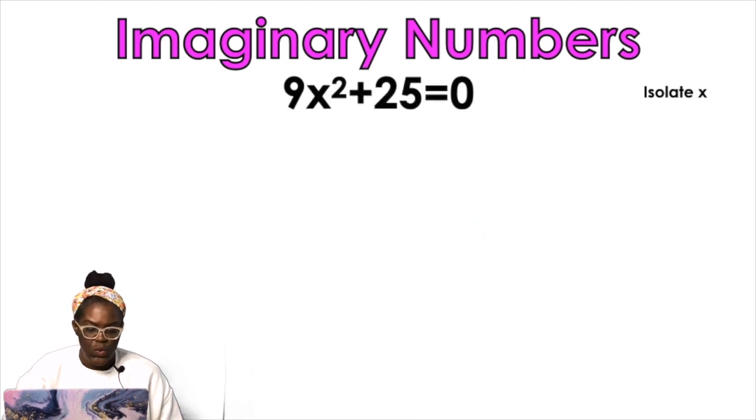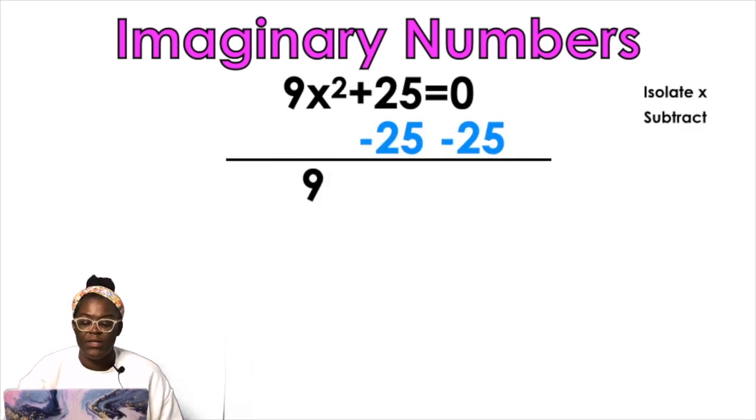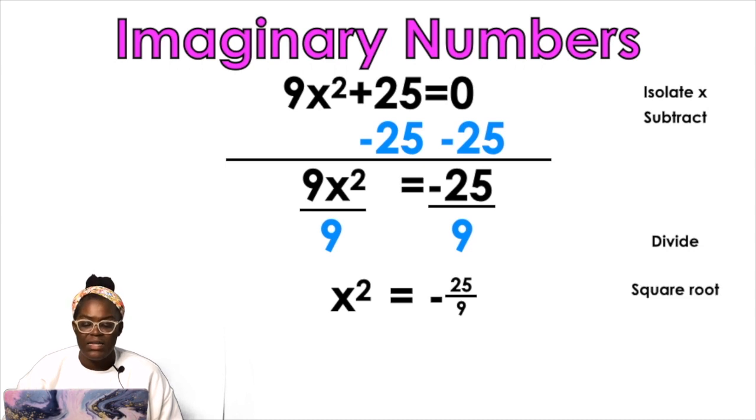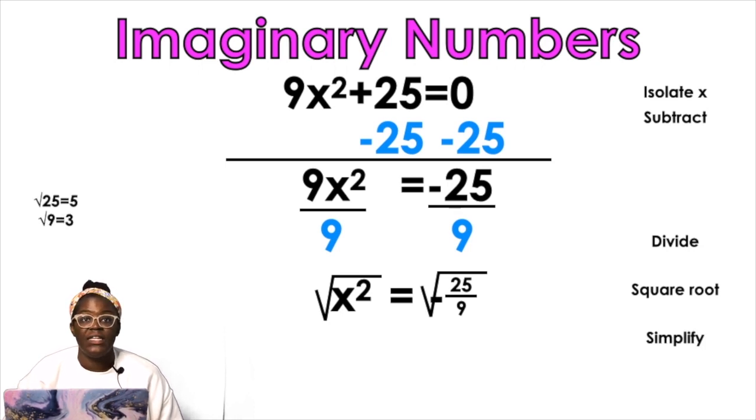Okay, so now what we're going to do last but not least is 9x squared plus 25 equals 0. We're going to subtract 25 from both sides, 9x squared equals negative 25. We're going to divide. And now we're going to take the square root. So we're going to take the square root of one side and the square root of the other side. We have to simplify. So what we know is the square root of 25 equals 5 and the square root of 9 equals 3. And we know that negative numbers have an i. So x equals plus or minus 5 over 3 i. Yes, that looks funny, but that's how we're going to do it.